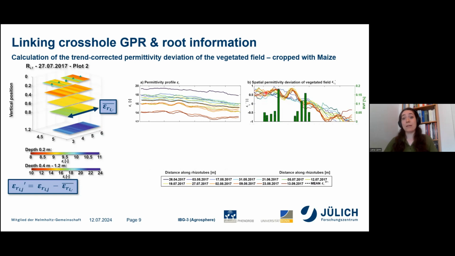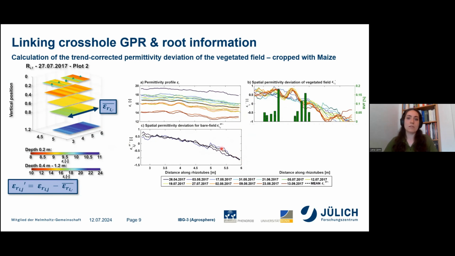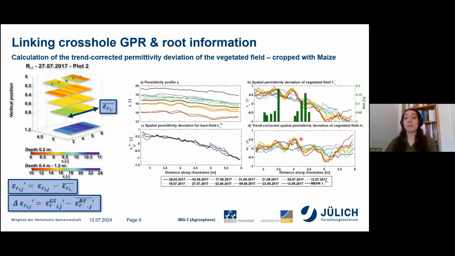And as you can see here now, we can see some deviations along the rhizotube, but there's a trend present. So we did this separately for the vegetation period and for the bare field values, which is before anything was sown on the facilities. And here this trend is present, but not these variations. So there we can see our deviations and also the soil heterogeneity. So we took the mean of these values and again subtracted that from our spatial permittivity deviations. And this gives us our trend-corrected spatial permittivity values. I will show you this in more detail on the next slide.